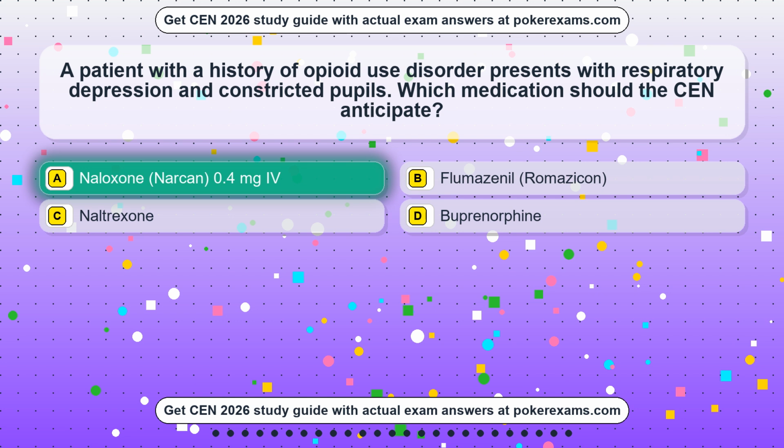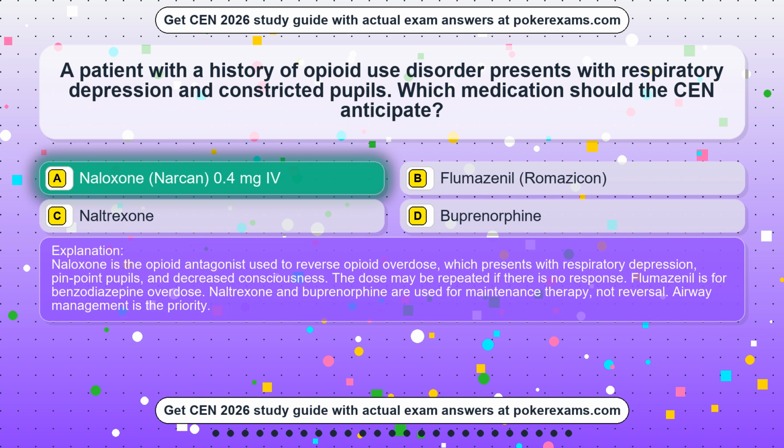Naloxone, Narcan, 0.4 mg IV. Naloxone is the opioid antagonist used to reverse opioid overdose, which presents with respiratory depression, pinpoint pupils, and decreased consciousness. The dose may be repeated if there is no response. Flumazenil is for benzodiazepine overdose. Naltrexone and buprenorphine are used for maintenance therapy, not reversal. Airway management is the priority.